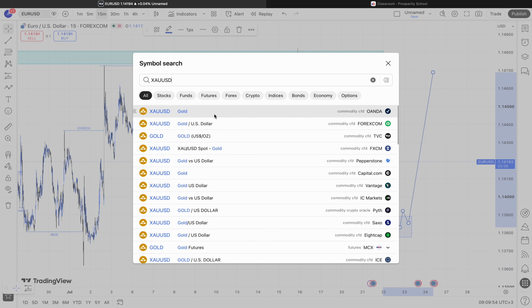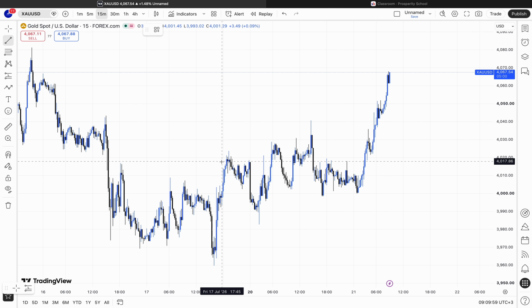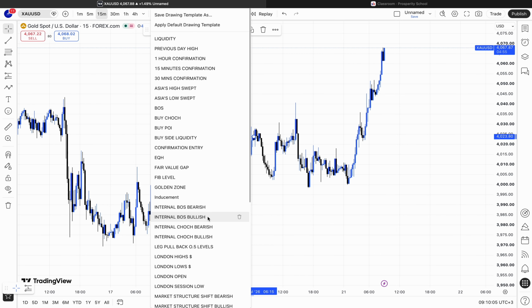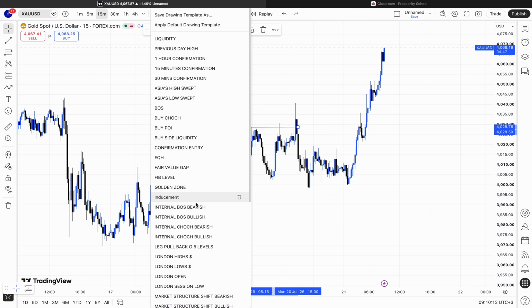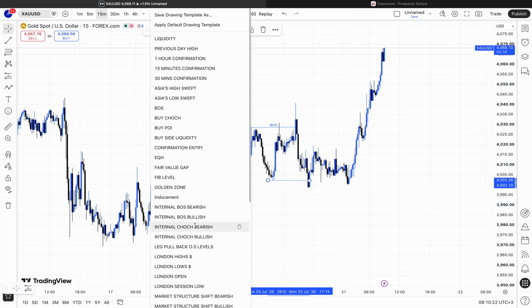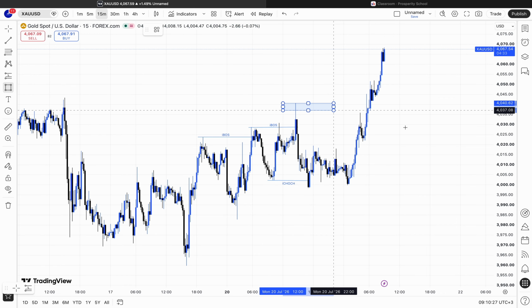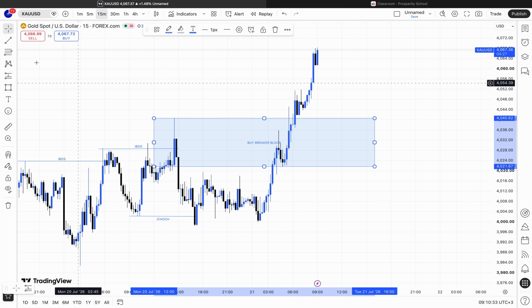Then for gold is super simple, because you can see from here we had a break of structure to the upside, and then we had a continuation to the upside, then we had a change of character to the downside, and then that means we had our sell order block which was here, right? And it was disrespected. That means it turned into our breaker block, right?